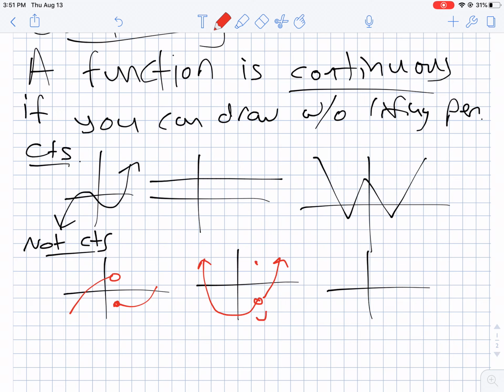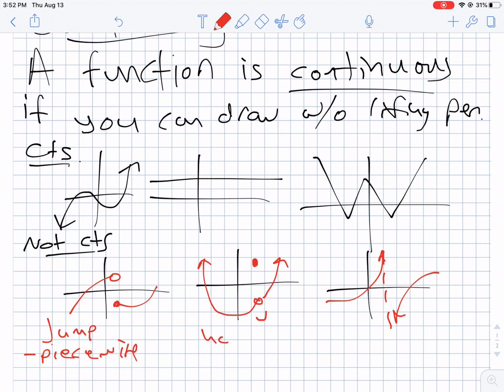And same thing, even if there's a dot up here or even if there's not, it's still not continuous because I have to lift my pencil to get over that hole. And obviously if you have a vertical asymptote, same thing, it's not going to be continuous there. Okay, so this is a jump, and these sometimes come from piecewise functions.